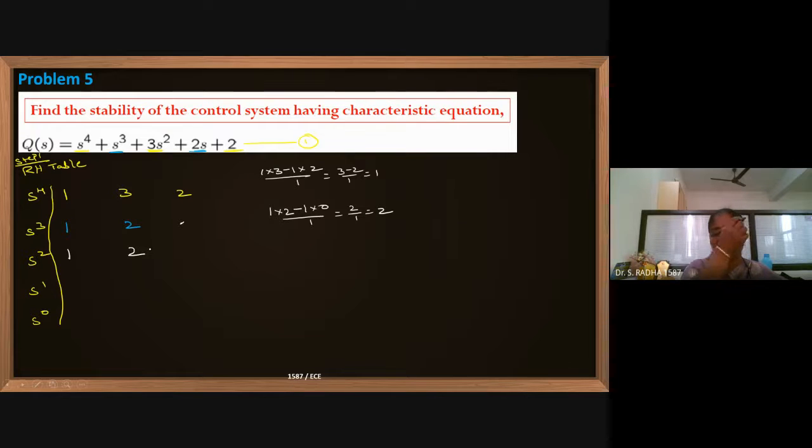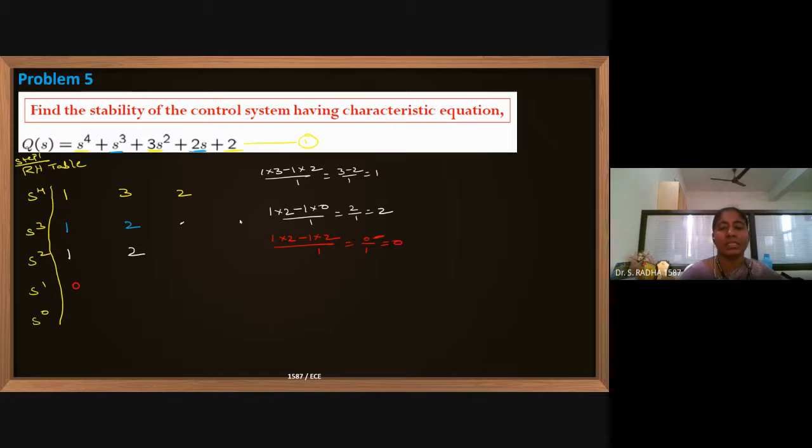Now you can see the s power 3 row and the s power 2 row coefficients are exactly the same. So if you go with further calculation, it will come 0. 1 into 2 minus 1 into 2 divided by 1 is 2 minus 2, which is 0, divided by 1, so I am getting 0 here. No further calculation is possible because the elements are not there.